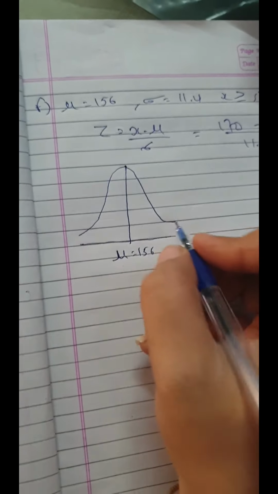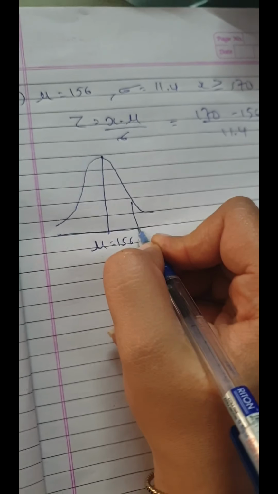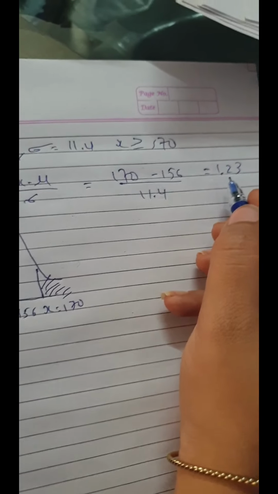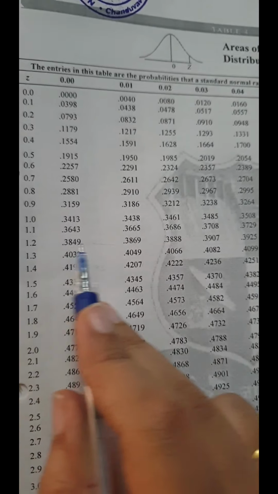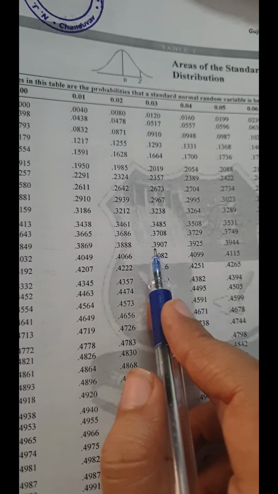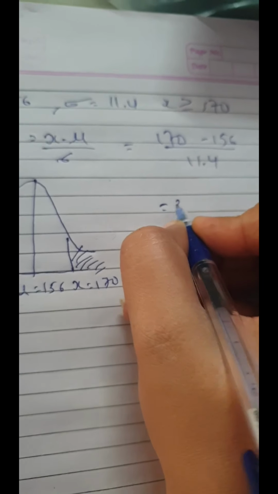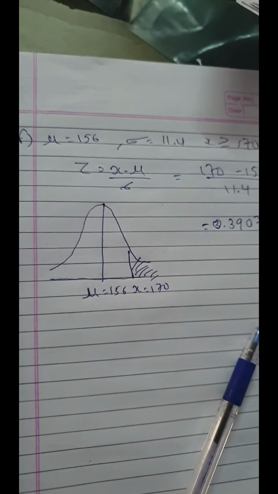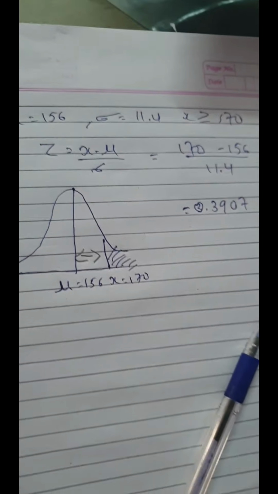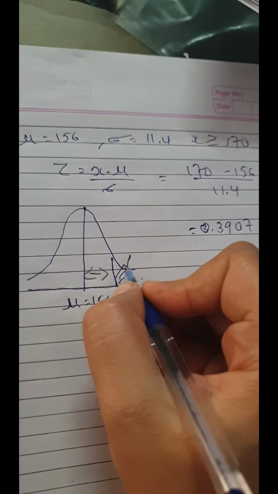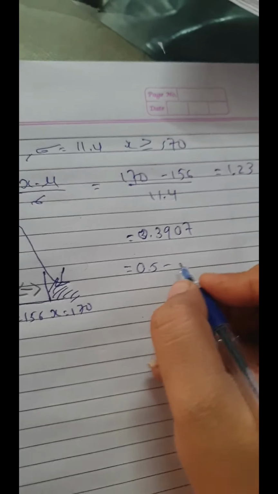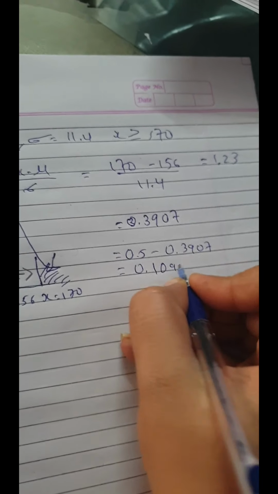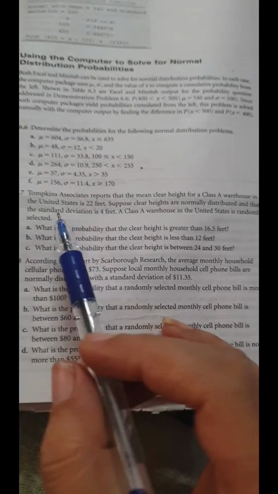So again the curve for the normal distribution. Mu equals 156. Your x is 170, so it will lie over here. X equals 170 and you want the greater area. Now check the value from the table for 1.23. It is 0.3907. It shows the value for this area, but now you want this area. So if you deduct from 0.5, you will get the value of 0.1093.